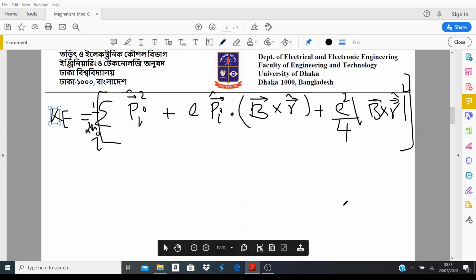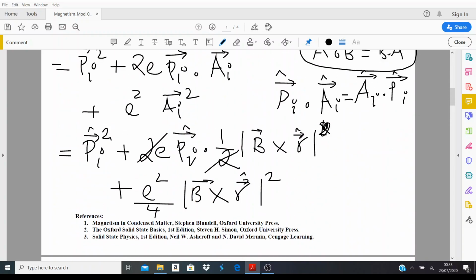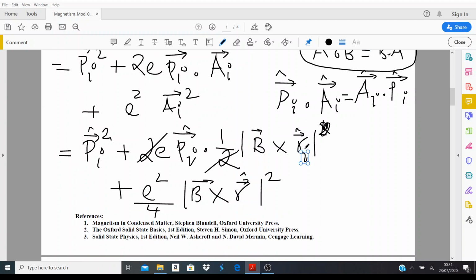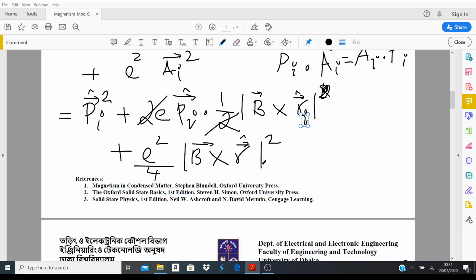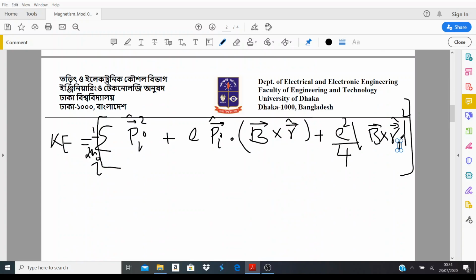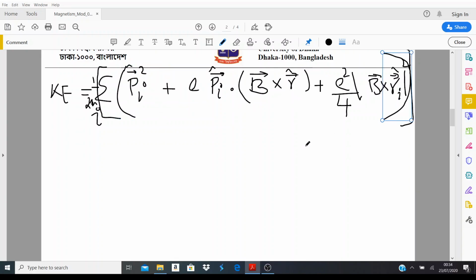Now let me comment on this term. To be more accurate, we need to put an i index here also, because we are considering the ith electron. So we should put an i subscript on the position vector, denoting the position vector of the ith electron, to make it more explicit, and we are summing over i. Now the sum is over all these three terms.